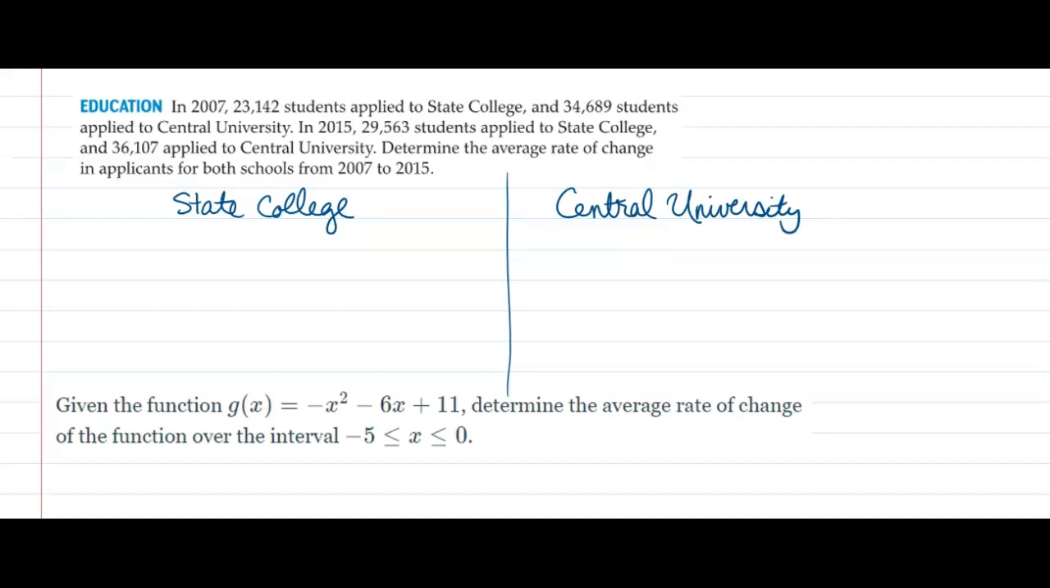All right, looking at the change of applicants from 2007 to 2015. I'm going to think of it kind of like points, like we did on our graph earlier. In 2007, how many people applied to State College? Well, it's right here. In 2007, this many people applied to State College. And in 2015, this many applied to State College. So in 2007, we have 23,142 versus 2015 when we had 29,563.